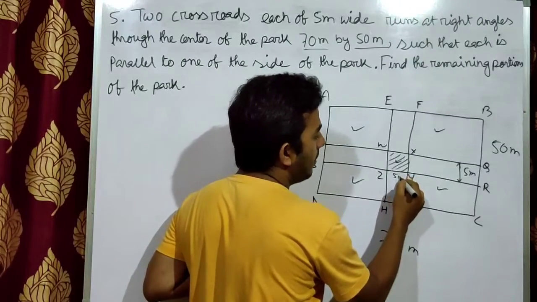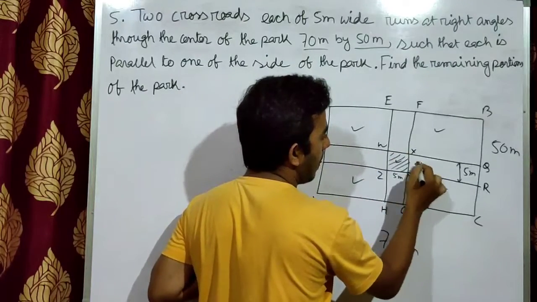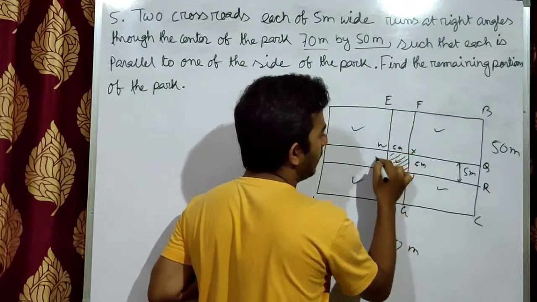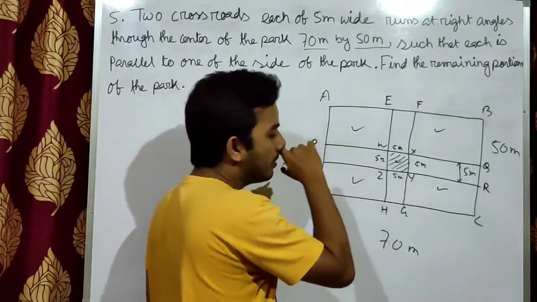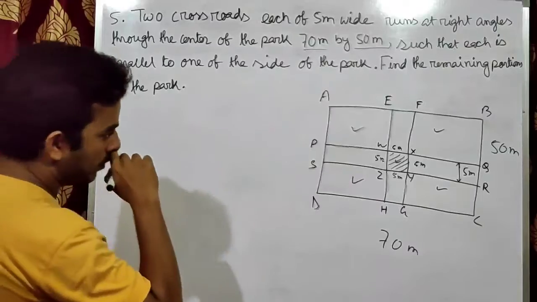Now its length will be what? This side will be 5 meter, because the width of this road is 5 meter. This side is also 5 meter. So this is a square whose side is 5 meter. Now we will find the area of the two crossroads.